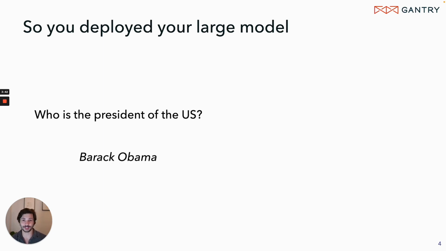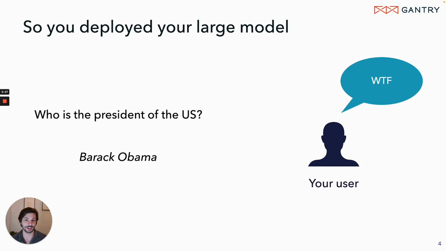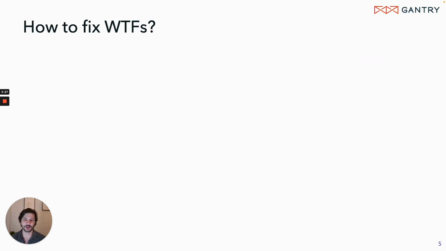And if you're lucky, this is just maybe a gap in the model's knowledge, like not knowing who the current president of the US is. But if you're unlucky, this could be something much worse, like the model saying something offensive. So as impressed as your users are with your demo, when they start interacting with your product, they're thinking, WTF, why did the model say this thing that's totally wrong? The question that this paper deals with is how to fix these WTFs.